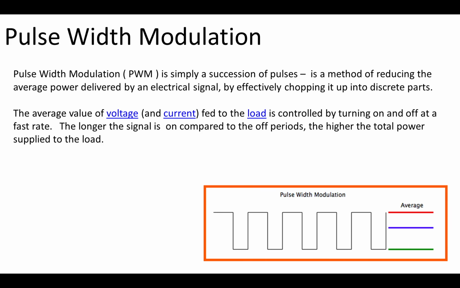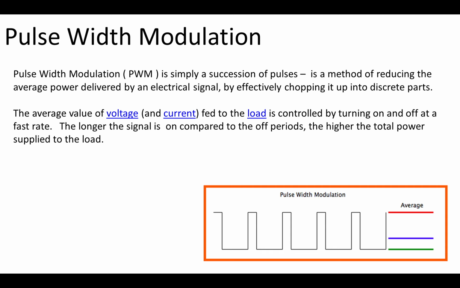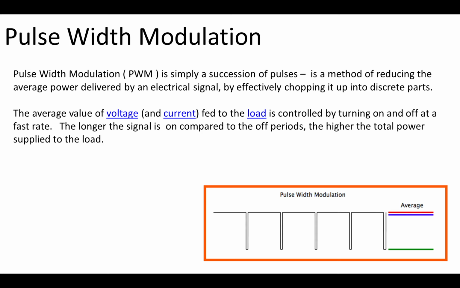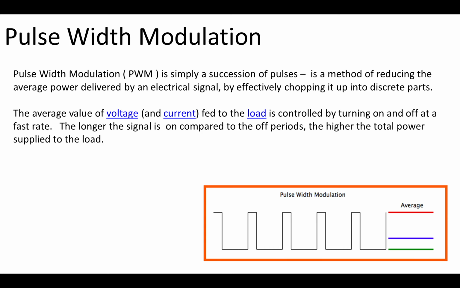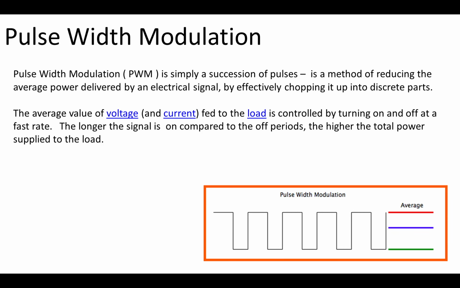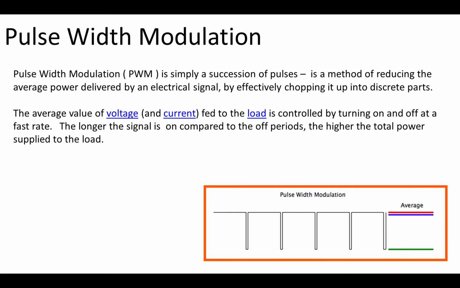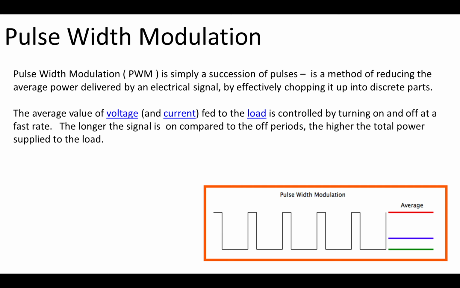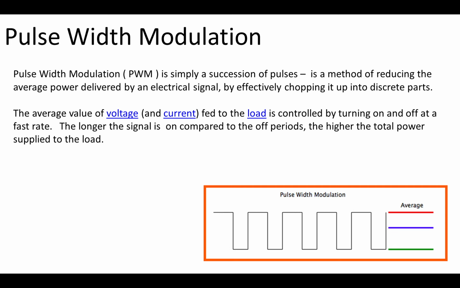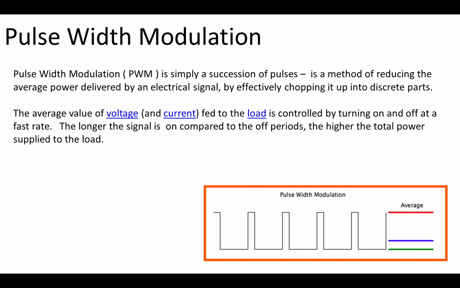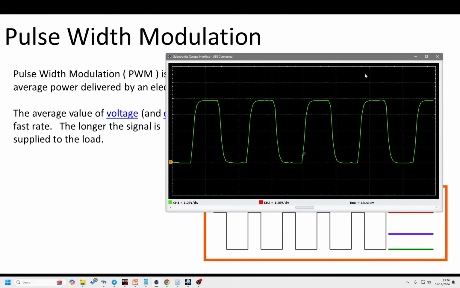The average voltage fed to the load, in my case an LED, is controlled by turning it on and off at a fast rate. The longer the signal is on compared to the off periods, the higher the power supplied to the load. So this way, you can actually have an LED go brighter and dimmer. And we're going to see it via an oscilloscope. Not the greatest signal, but I'll come back to that in a minute.